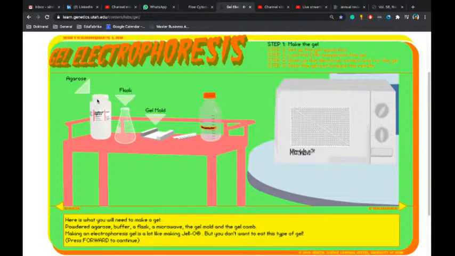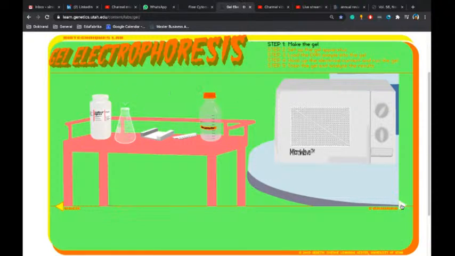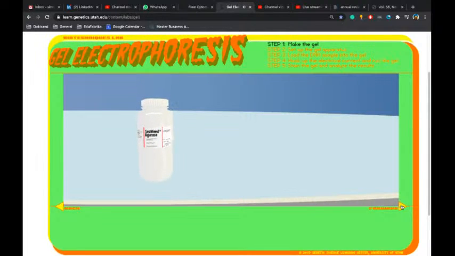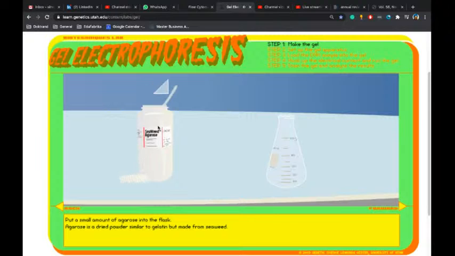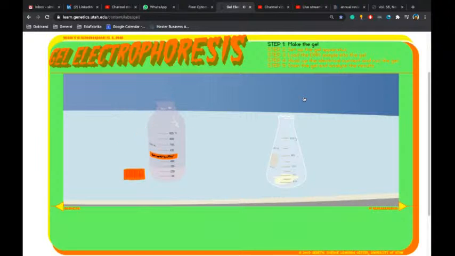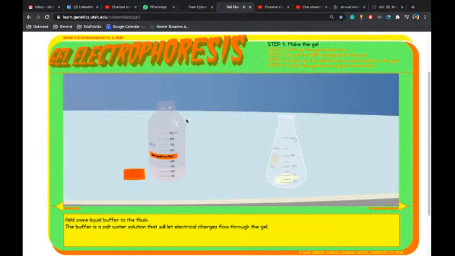So here we need agarose, flask, gel mold, gel comb, buffers, microwave. All these things are required. So we have seaweed agarose. We took one spoon of it and put it into the conical flask. Then add some liquid buffer to the flask. The buffer is a salt solution which has electrical charges.